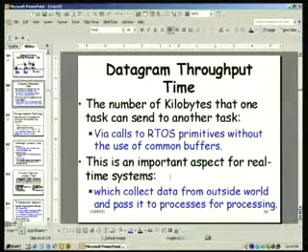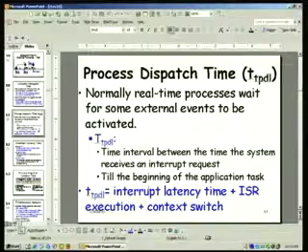Another parameter we did not see is the datagram throughput time. As we are saying that many applications need to transfer data between one process to another. So, this is the time that takes for sending certain kilobytes of data from one task to another by using the system call, rather than writing data to some shared memory and then another task reading it. Okay. So, let us proceed with our discussion.